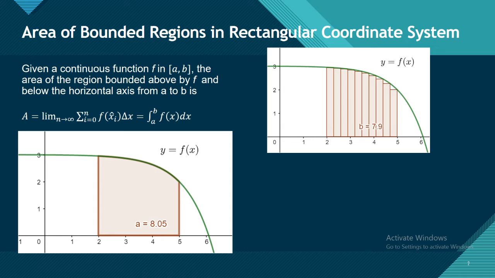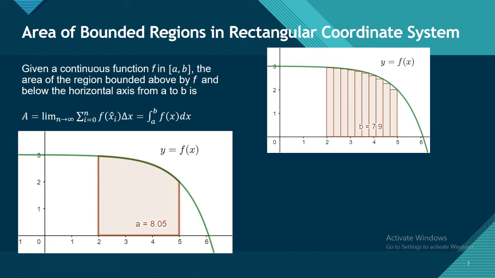We produced a partition of that interval. And in that interval, we constructed these rectangles, a finite quantity of rectangles. And then we get the area of each rectangle. The sum of the areas of all the rectangles is going to be an approximation of the area of this bounded region.